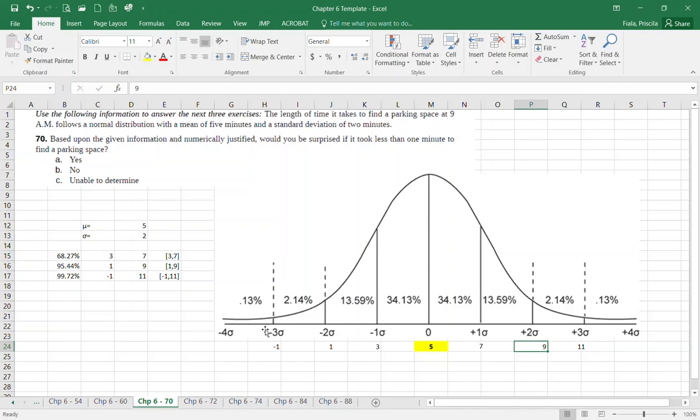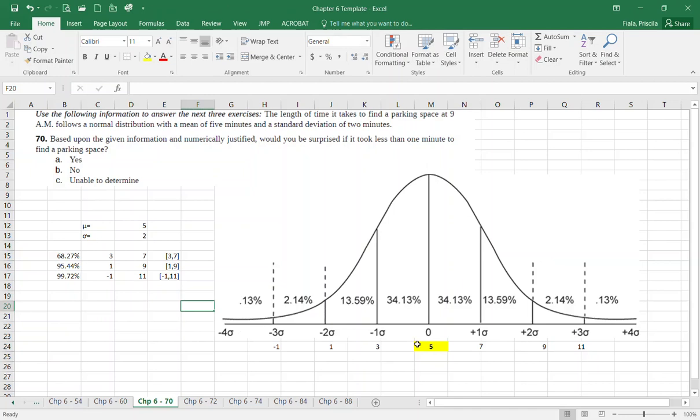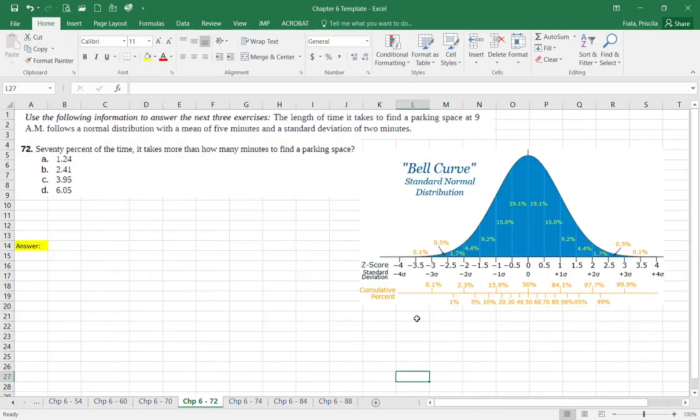If I go to my extreme, yes, I would be surprised, because that's 3 standard deviations from my mean. So that would be your answer, yes. And that's how you would just find it numerically. I want to give you all the details, and now we're going to do 72.